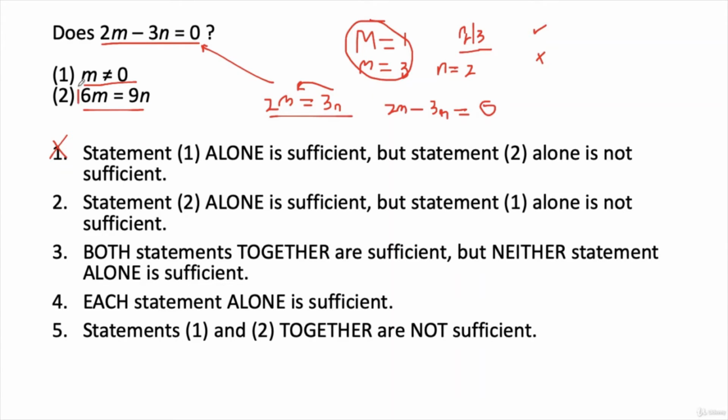Statement 2 is clearly able to solve our question, as it always gives us the answer as true, that is 2m minus 3n equal to 0. So statement 2 alone can satisfy the problem. Statement 2 alone is sufficient to solve this problem, and hence we won't look at the other options.